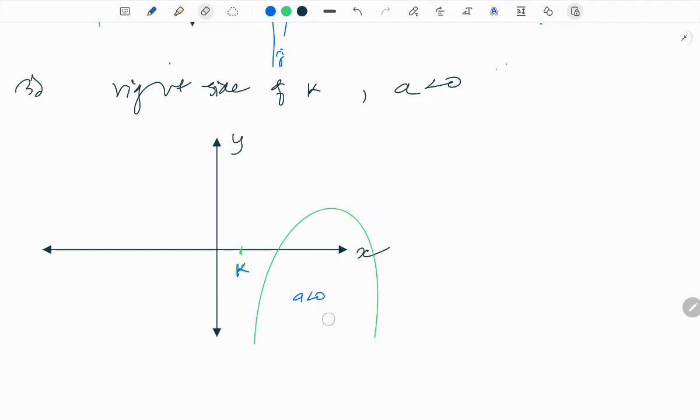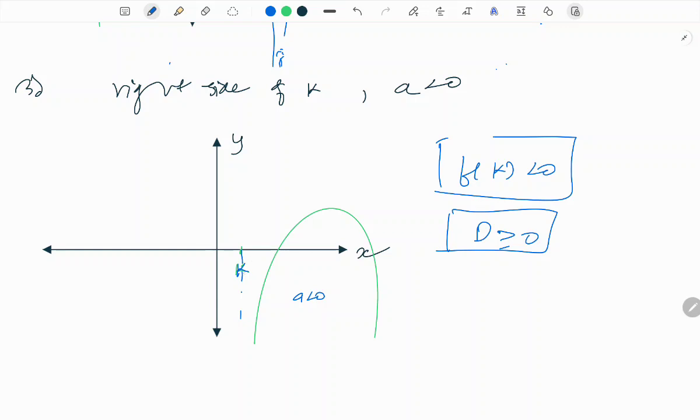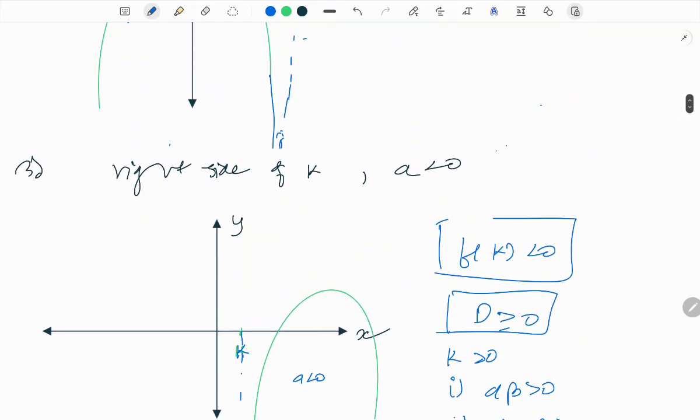I remember it that way. So now f of k is less than 0, and another condition is D is greater than or equal to 0. But now again, if k is positive, then the first condition can be alpha beta is greater than 0 and alpha plus beta is also greater than 0 if k is positive.